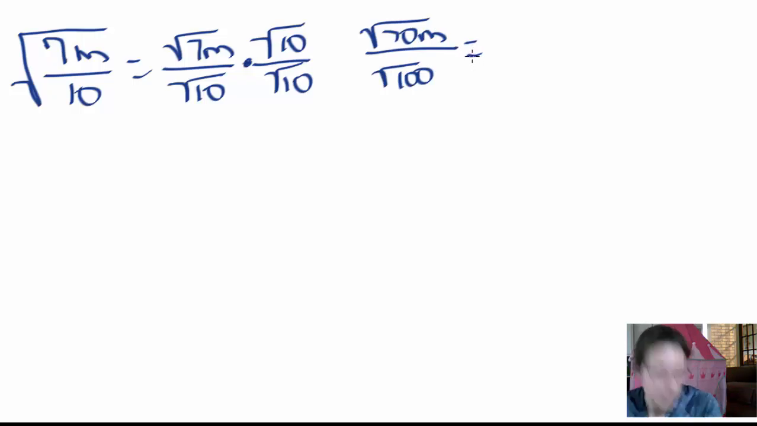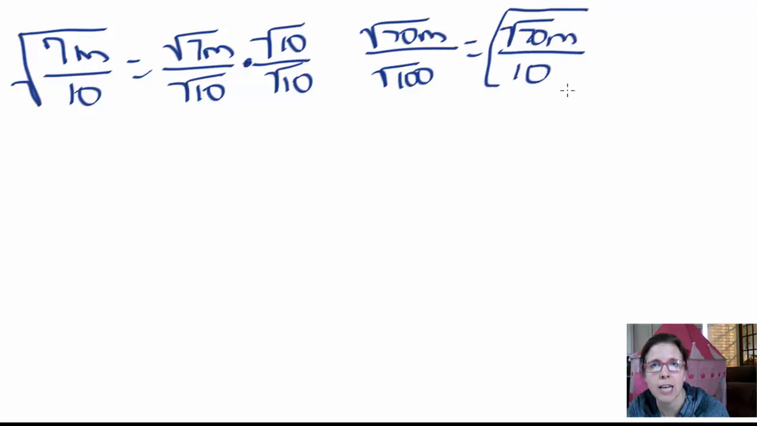So what would that be? 7 and 10. I don't know if that will reduce. The square root of 70 will not, there's no perfect square that will go into 70, so you would just leave it as the square root of 70m over 10. And you would just leave it like that, and that is fine. Okay? And I think that's good on our examples.